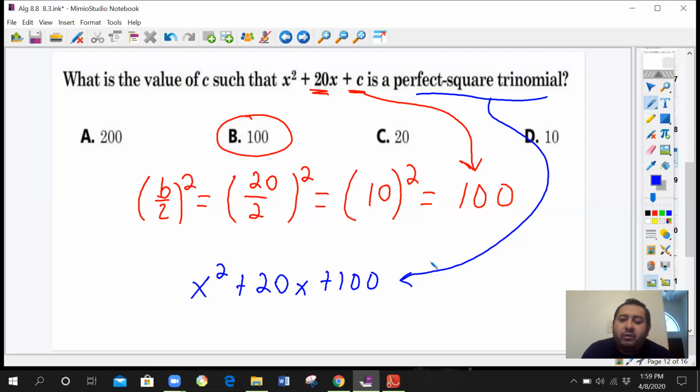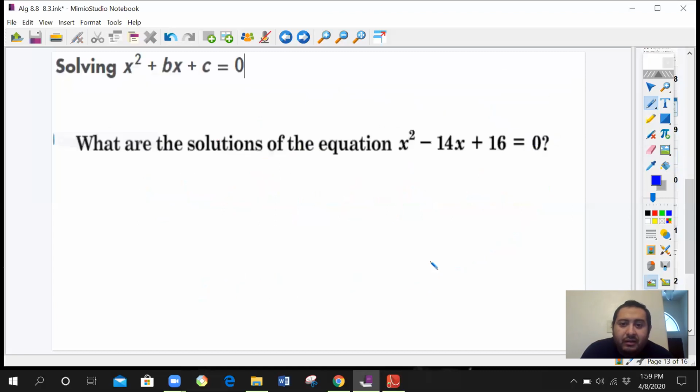That's all you do for this case when you try to solve for your C, your constant number, okay? We're going to be doing some other practices with factorization and try to solve for your solutions, such as in this problem. So in this problem, you need to solve for the solutions of this quadratic expression.